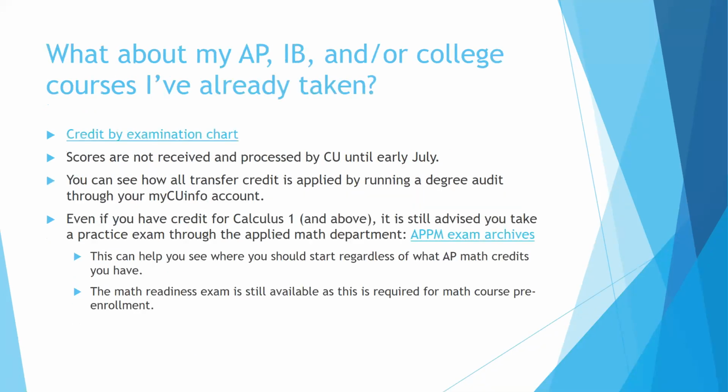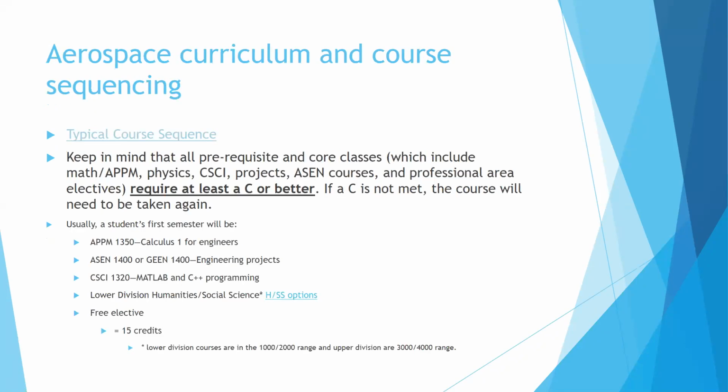So we kind of just talked about the second point. Let me go back. Okay, thank you. So our second point here where we say keep in mind that all prerequisite and core classes, which include your math, physics, computer science, your engineering projects, ASEN courses, and what we call professional area electives require that C or better. And if you don't earn a C, the course will need to be retaken. So that's just something to keep in mind. So again, we went over what a typical first semester, fall semester course load should look like, so we don't need to go back over that.